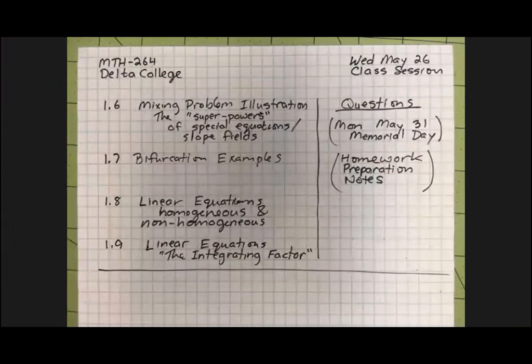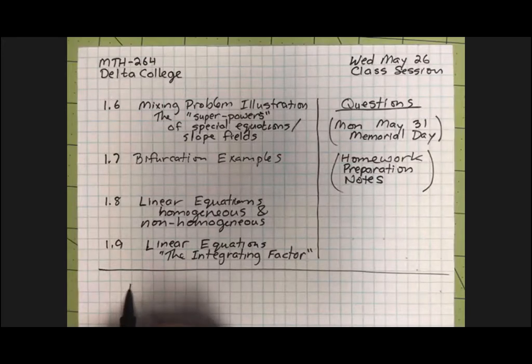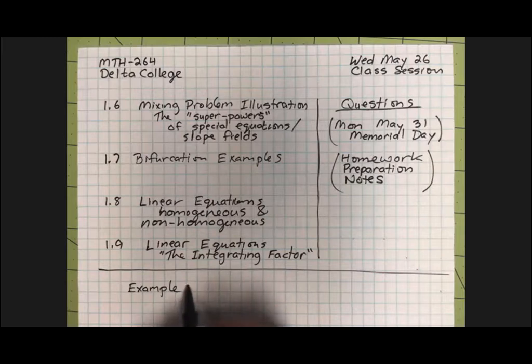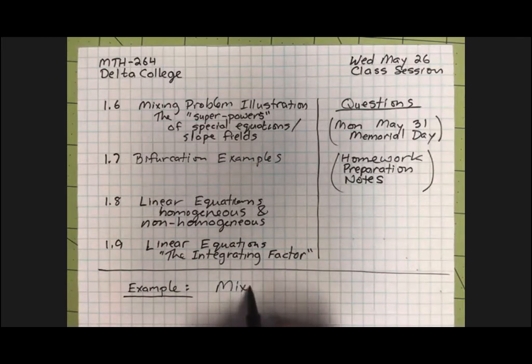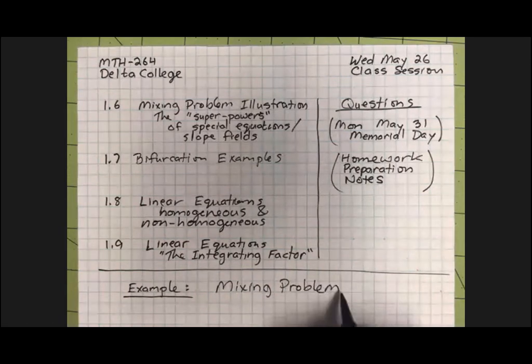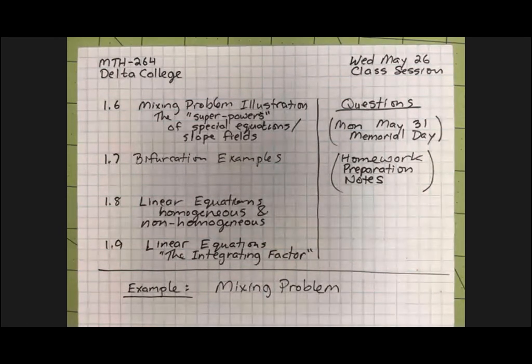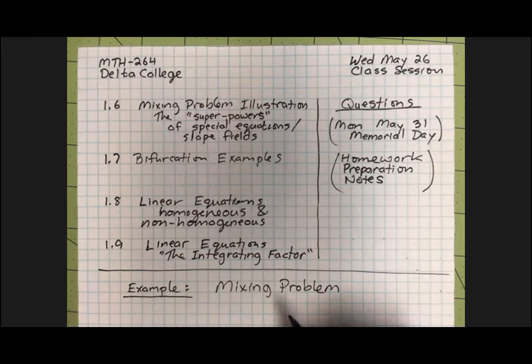Very good. Okay. So, example. Here's a mixing problem. And there's lots of exciting things about mixing problems. But the first thing I want to do is finish my illustrations that I want to present from section 1.6. So I'm going to pull up a mixing problem in the book. I'm going to pull up 1.2.39. And it was in section 1.2.